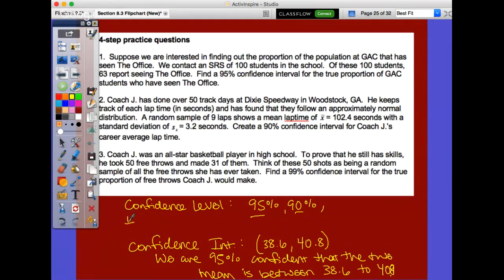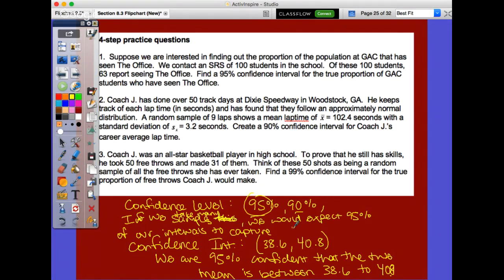And by the way, put context in here. I don't have context, but put it in there. The confidence level is: if we take many samples, let's talk about 95%, we would expect 95% of our intervals to capture the true mean, or proportion, whatever we're talking about. Confidence level, confidence interval: make sure you know the difference between the two. Big deal on that one.